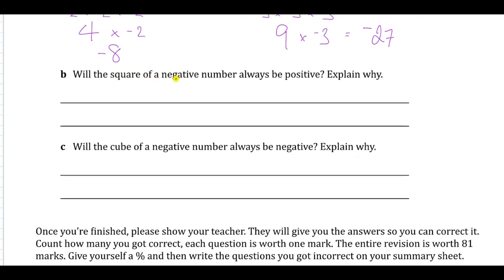Will the square of a negative number always be positive? The answer is yes. If you're squaring something, you're multiplying it by itself, which means I'm always going to multiply a negative number by a negative number. Negative times a negative gives me a positive.